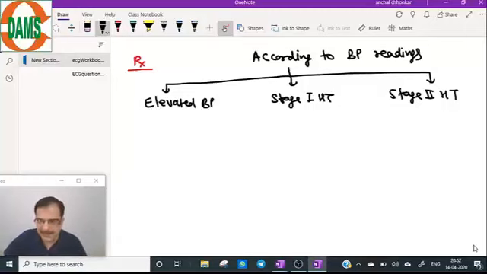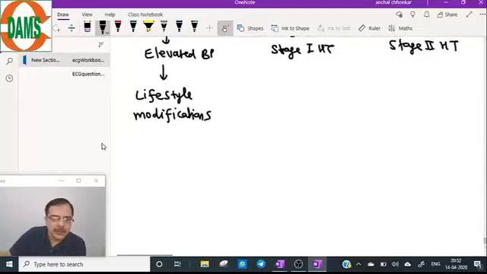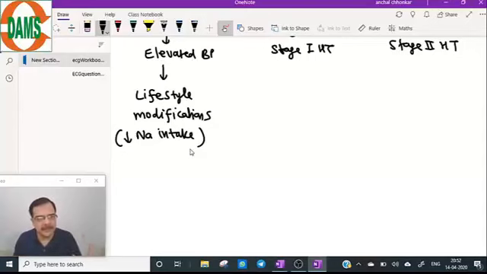So a patient of elevated BP is coming to us. In that scenario, we will start the patient on lifestyle modifications. So what are the lifestyle modification components? We will ask the patient to decrease sodium intake. That is very obvious, because high sodium consumption increases the blood pressure.